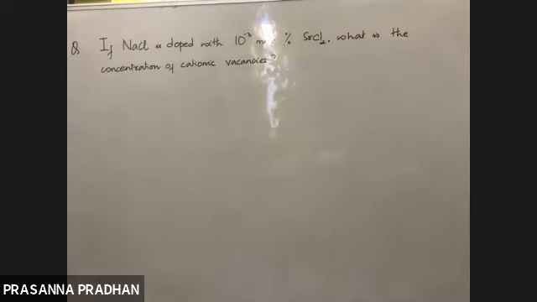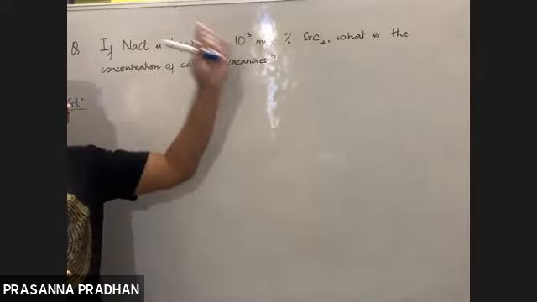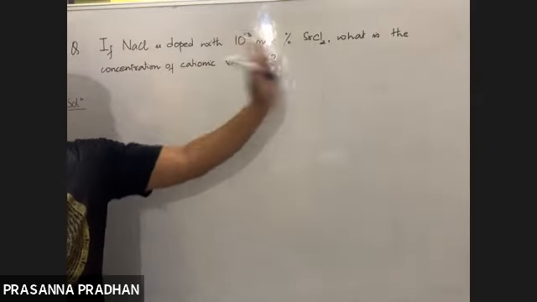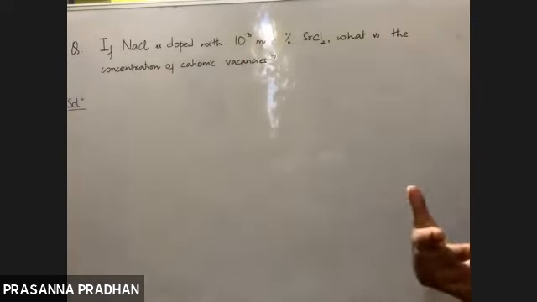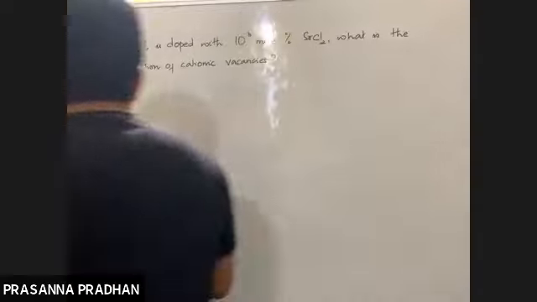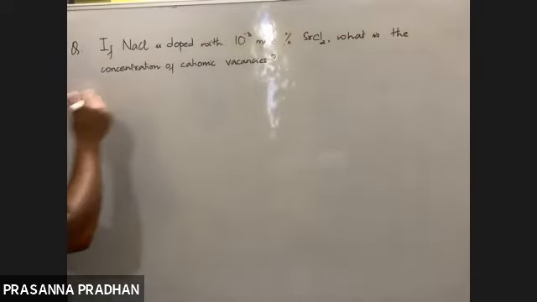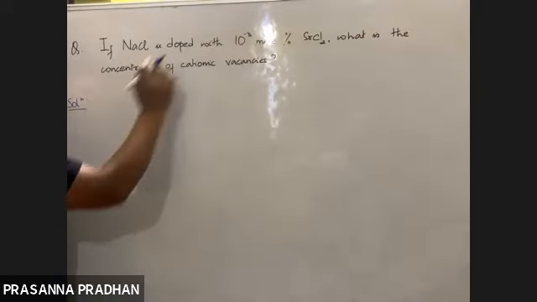Okay, so let us try to solve this. अच्छा, पहले हम लोग स्टेटमेंट समझते हैं. What is the statement? If NaCl is doped with 10 to the power minus 3 mole percentage of strontium. Percentage means out of 100. So this means that it's doped with 10 to the power minus 3 mole percentage strontium chloride.